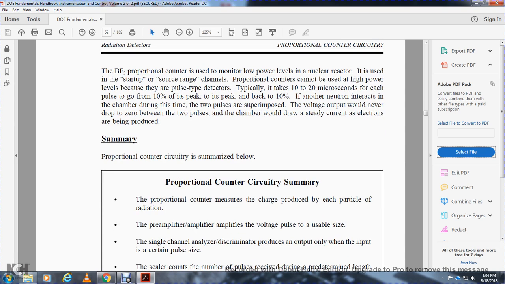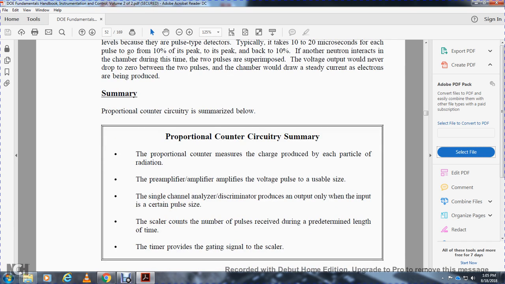Summary. Proportional counter circuitry is summarized below. The proportional counter measures the charge produced by each particle. The radiation preamplifier amplifies the voltage pulse to a usable size. The single channel analyzer, or discriminator, produces an output only with an input of a certain pulse size. The scalar counts the number of pulses received during a predetermined length of time, and the timer produces the gating signal to the scalar.